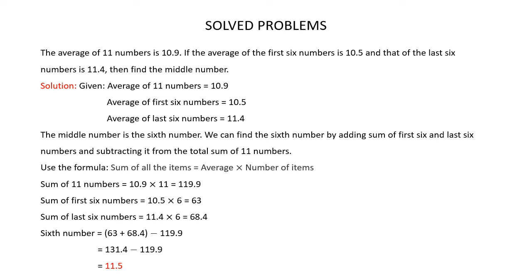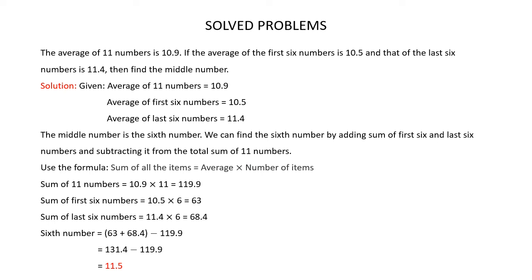Now the middle number is the sixth number. Because there are 11 numbers here, the middle number will be the sixth number. We can find the sixth number by adding the sum of the first 6 numbers and last 6 numbers and subtracting it from the total sum of the 11 numbers.